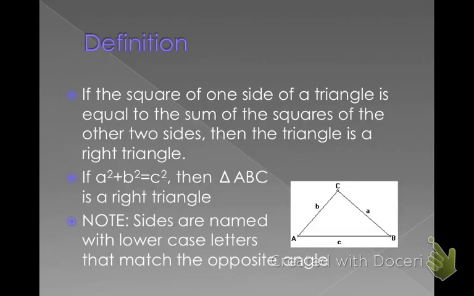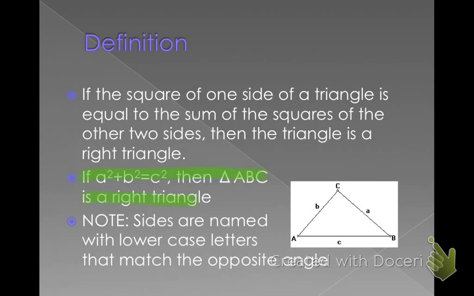For our definition, we have, if the square of one side of a triangle is equal to the sum of the squares of the other two sides, then the triangle is a right triangle. This is just a rephrasing of the Pythagorean theorem. Basically what we're saying, instead of starting with triangle ABC is a right triangle, therefore a squared plus b squared equals c squared, we're going the other direction. We're saying if a squared plus b squared equals c squared, then the triangle is a right triangle.